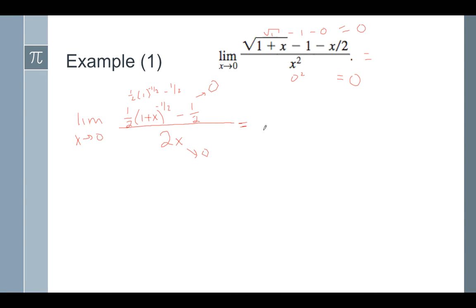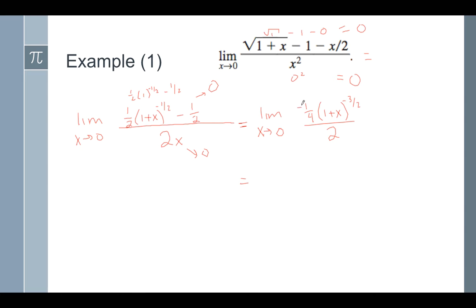All right, well, that means let's find the derivative again. Because I have the indeterminate form 0 over 0, it's okay to do that. The derivative of this, I bring down the negative 1/2, and this becomes negative 1/4 times 1 plus x to the negative 3/2. The derivative of negative 1/2 is 0, and the derivative of 2x is 2.